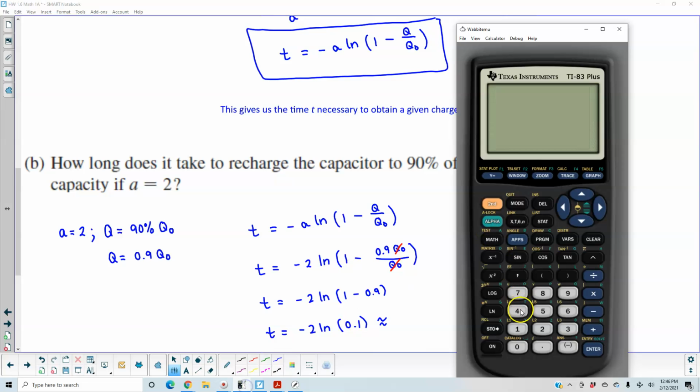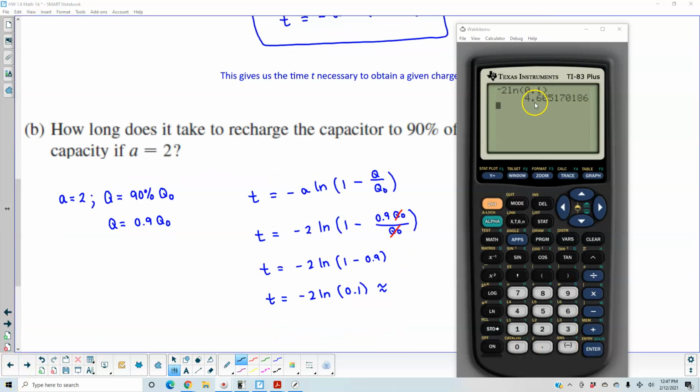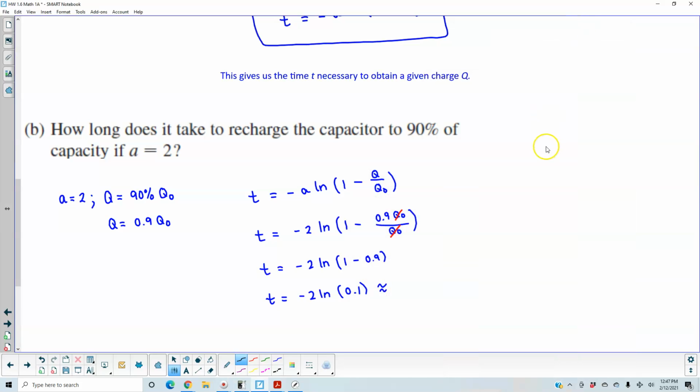So if we put that into our calculator, we have negative 2 times the natural log of 0.1. If we look at that to 1 decimal, it's 4.6. So that means it is approximately 4.6 seconds.